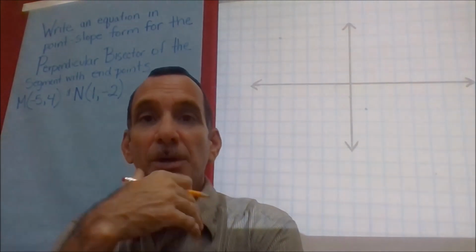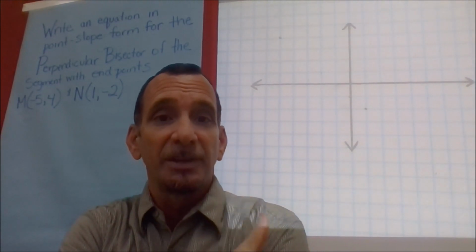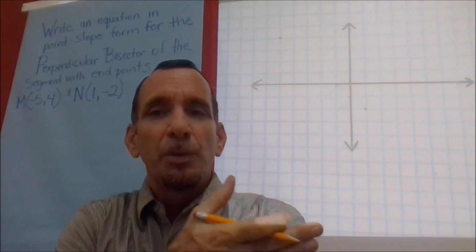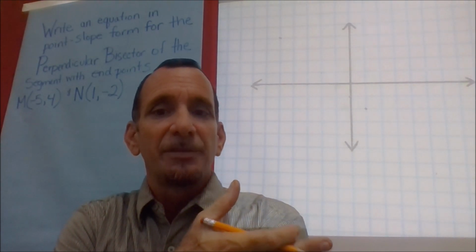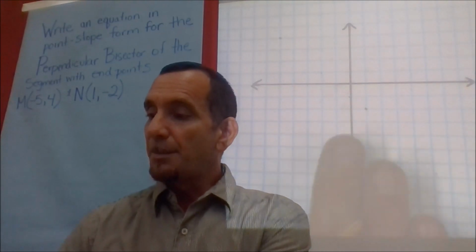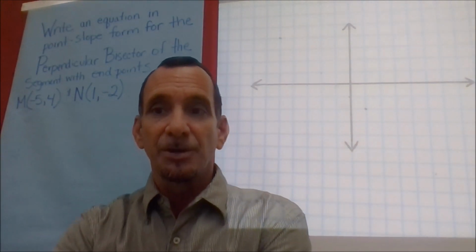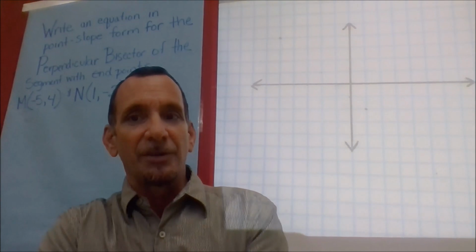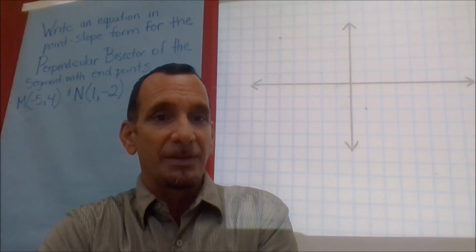So what we want to do is write an equation of a line, but we want to write the equation of a line that is the perpendicular bisector of this segment that's given. The two endpoints are given on the segment.